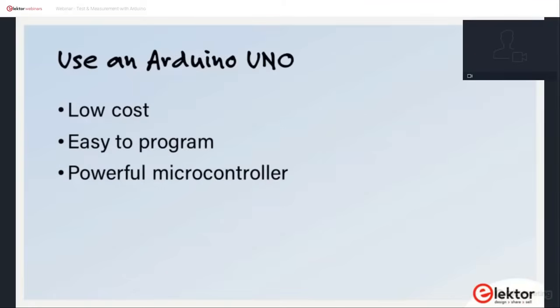Its ATmega 328 microcontroller is an amazingly powerful device, yet easy to program, and this is made even easier by the Arduino programming environment and libraries. There are more than 4,000 registered libraries covering almost any sensor on the market.